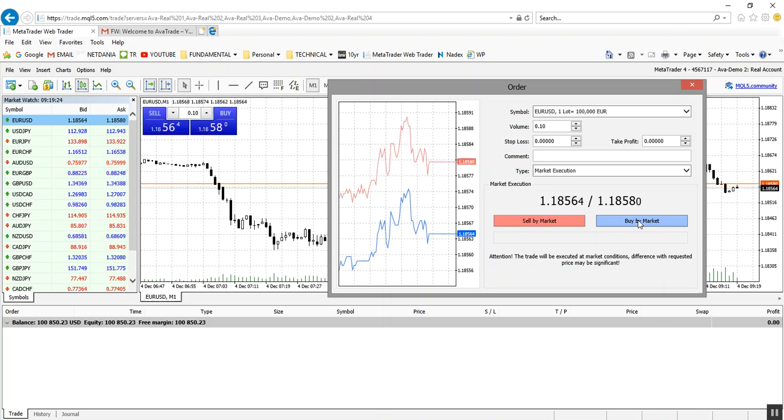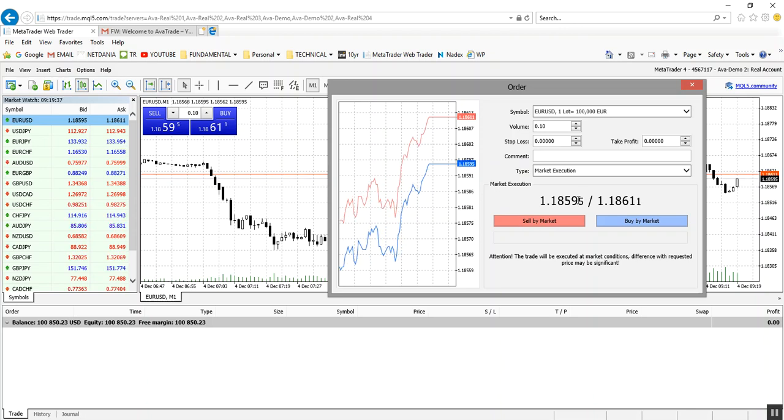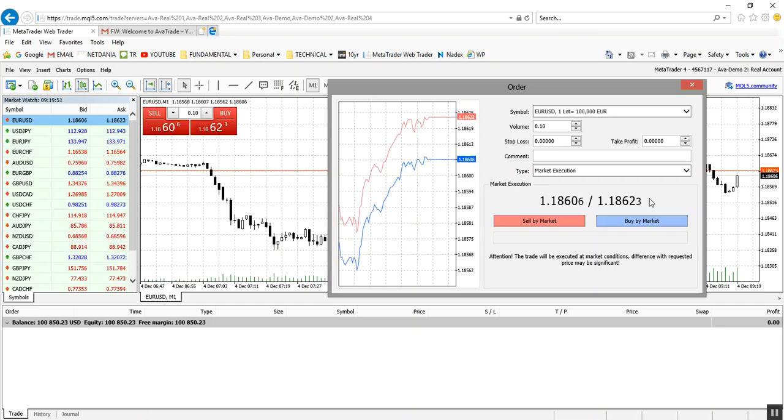Maybe you want to leave the take profit out and just put in a stop loss. It's always good to have a stop loss on a trade. So this is the current price you can sell at, 118.58, and 118.59 is the current price you can buy at. The difference between the price you can sell at and buy at is called the AVA spread or dealer spread, and you can see it's about a pip and a half, 1 to 2 pips, which is pretty much normal.